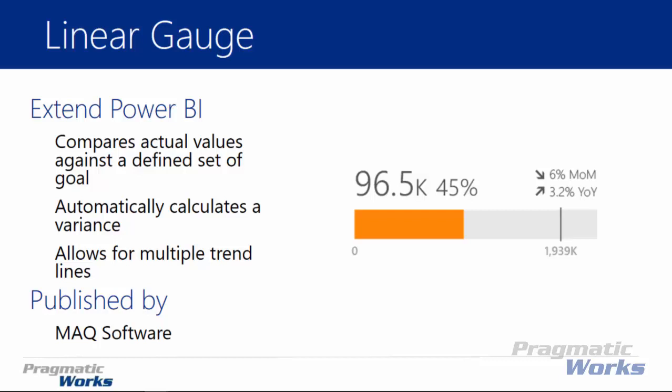The other nice thing about the linear gauge is it also allows you to show multiple trend lines. You can have up to 2 trend lines, and in the example shown on my screen right now, you're seeing a month over month that is 6% down, whereas it's still 3.2% up year over year. So it's a nice type of gauge. I do enjoy it. There are a few things I'd like to see done a little bit better with it, but we'll talk about that as we look into this one in more detail.